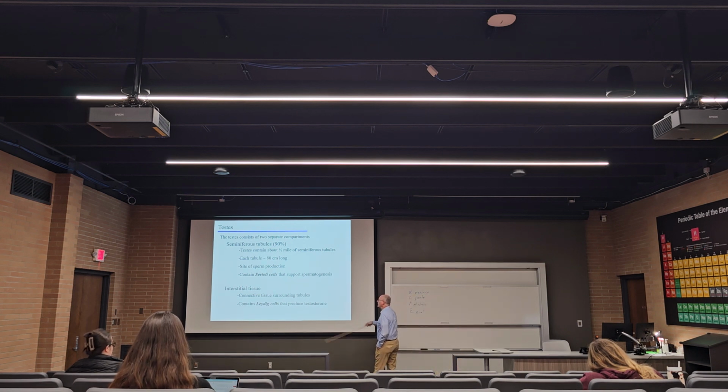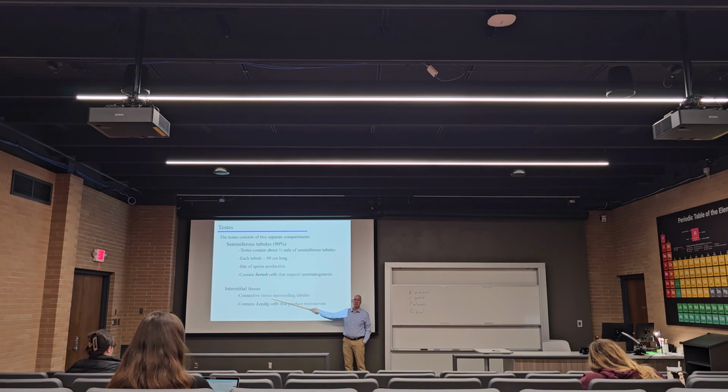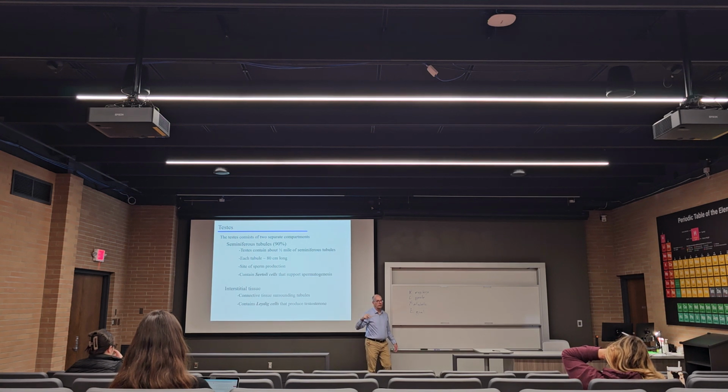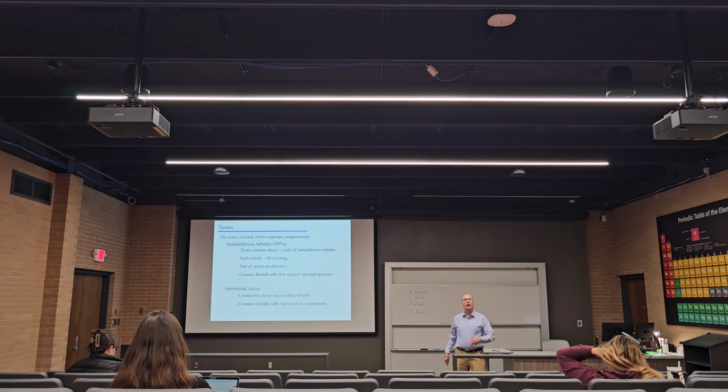In addition to these seminiferous tubules, the remaining 10% is known as interstitial tissue. And this is what's surrounding the seminiferous tubules, and this contains what are called Leydig cells. These are producing the testosterone. So the testosterone is coming from the Leydig cells outside of the tubules.